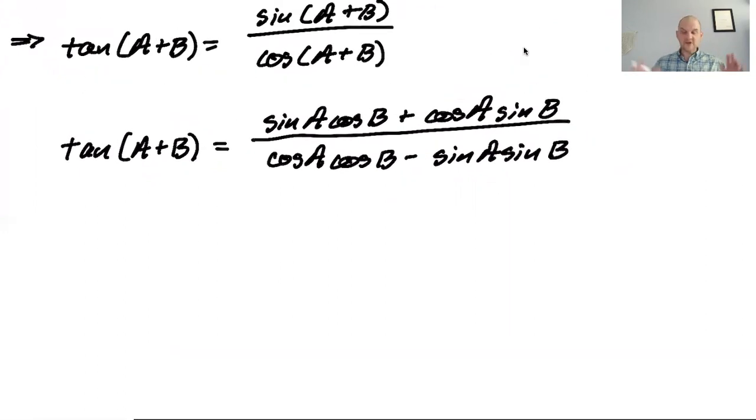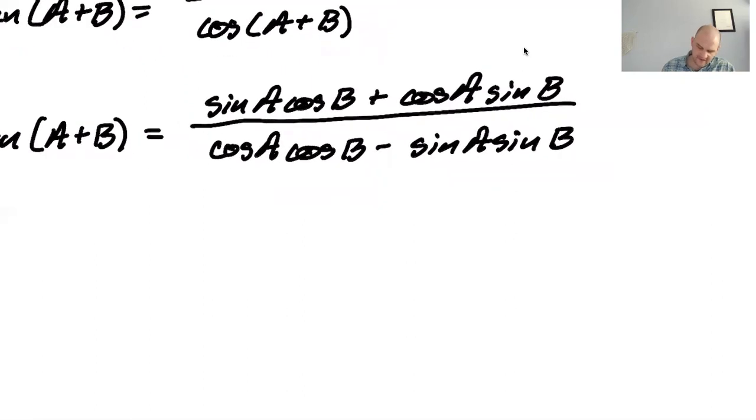And now here's the question. What do we do with this? I know what we need to do because I know what the formula should look like. What I'm going to do, and it's not obvious why you're doing this, even remotely, is divide every single thing that I see by cosine A, cosine B. I'm dividing everything I see by cosine A, cosine B.